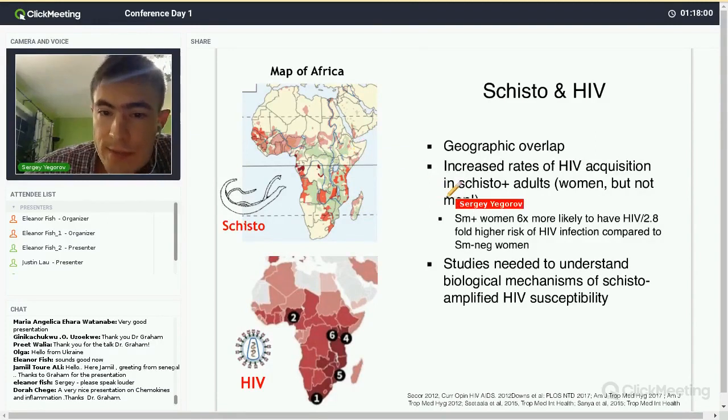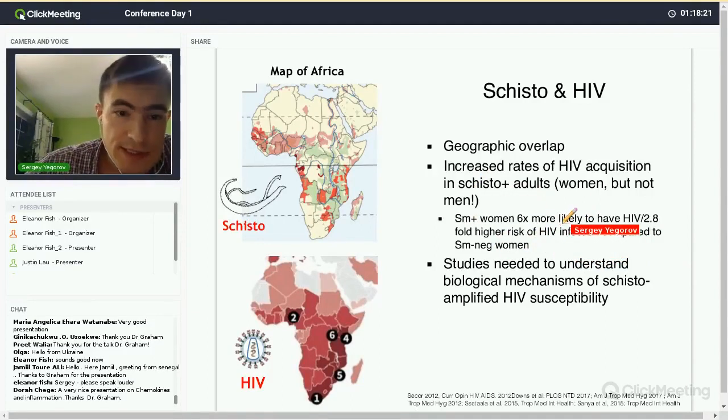There are some recent epidemiological studies that showed that women with Schistosoma mansoni infection have about 3 times higher risk of HIV infection compared to women without schistosoma. This relationship is still under study, and more studies, in fact, are needed to better understand the immunological relationship, how schisto increases HIV susceptibility in women.